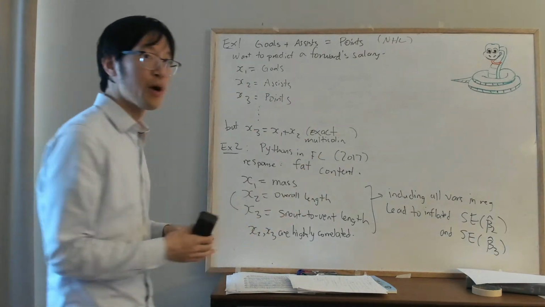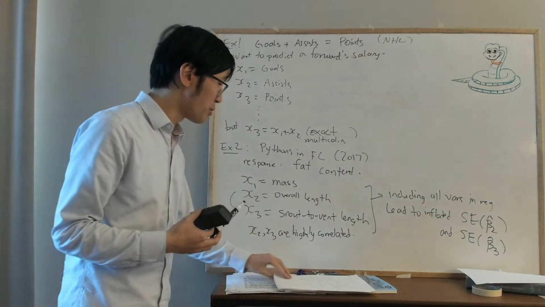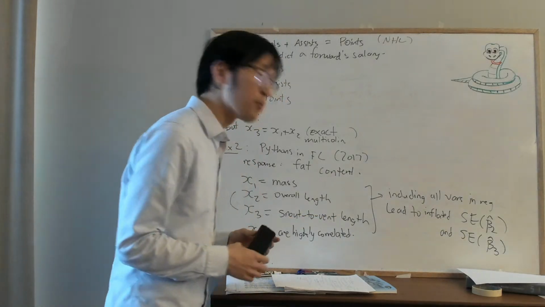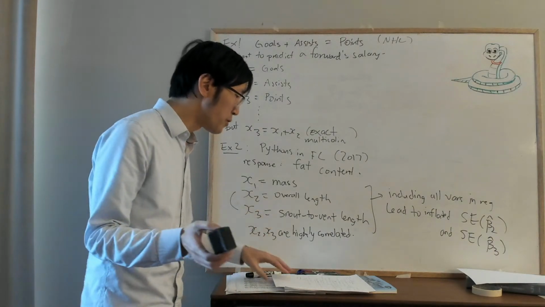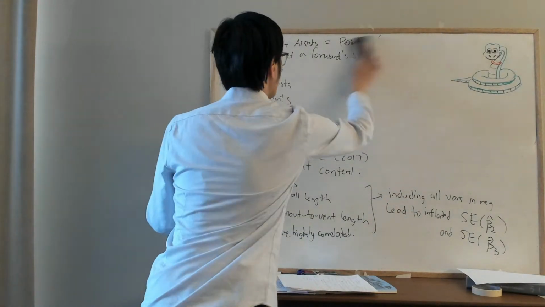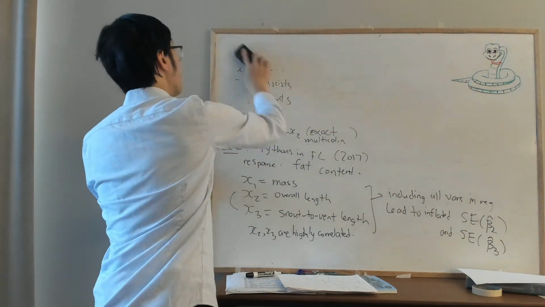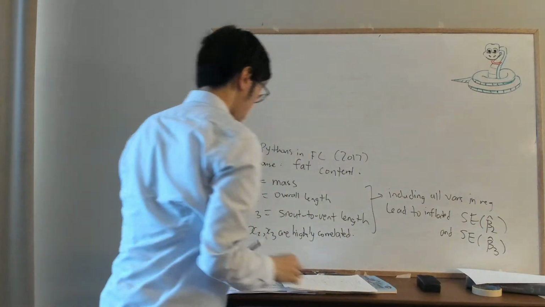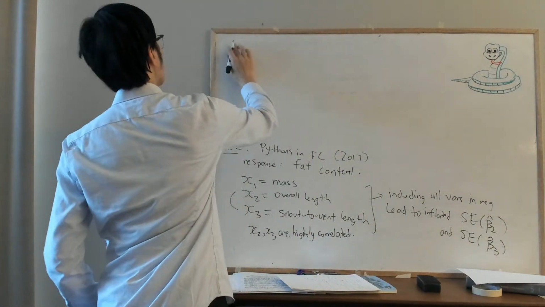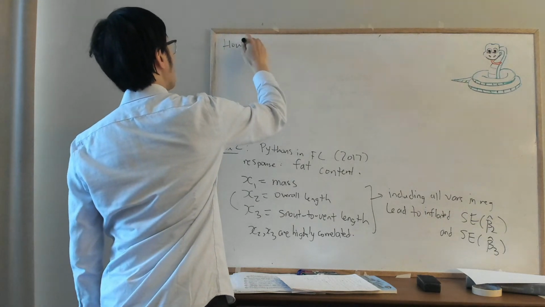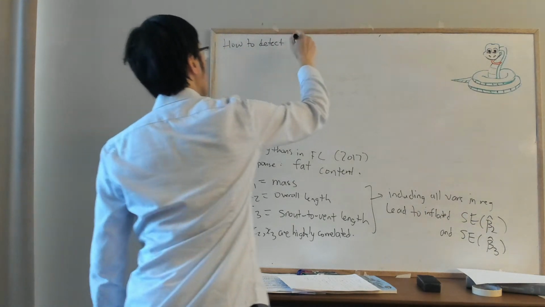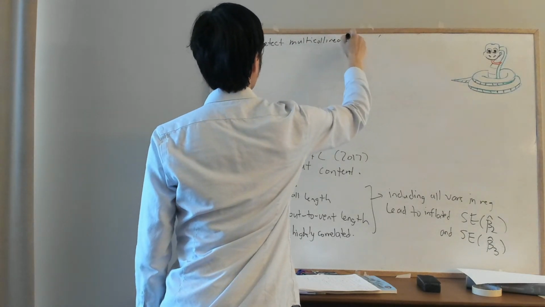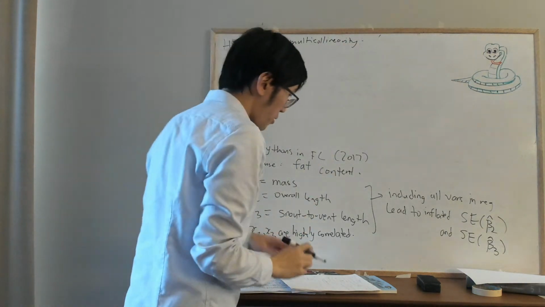Okay, so that gives you some practical situations of multicollinearity. So the next thing to talk about is, well, how do we detect it, and then what do we do about it? Okay, so how to know what we have. How to detect the problem?